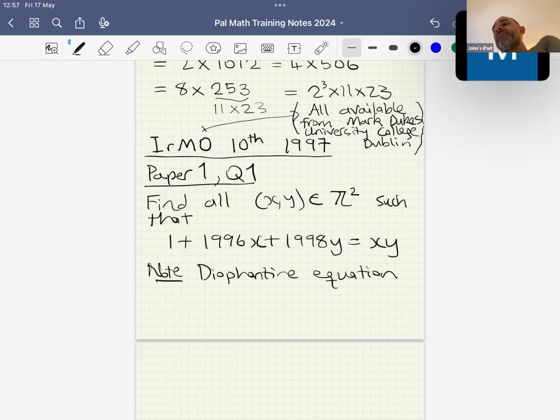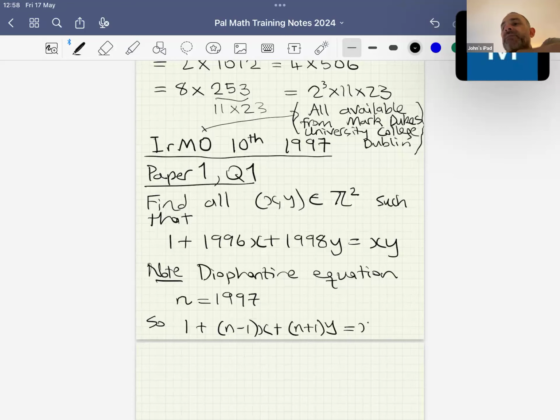Okay, I'll maybe give you a hint to think about it. The significance of 1996 and 1998 is that 1996 is 1997 minus 1, and 1998 is 1997 plus 1. So to make things simple, I'm going to write n is 1997. So what we get is 1 plus (n minus 1)x plus (n plus 1)y equals xy.